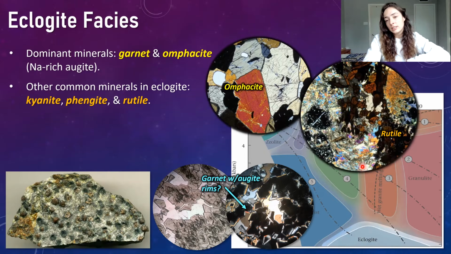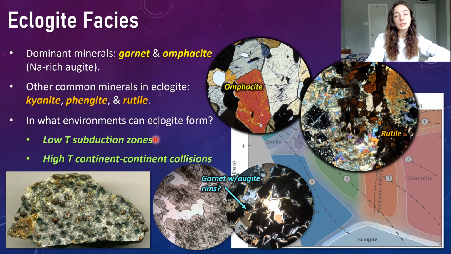And over here in this thin section, we can see an example of rutile in cross-polarized light. And in terms of environments where eclogite can form, because again, it is really, really high pressure, but it goes over quite a range of temperatures from low to high. So the types of environments where that would be possible would be, for example, low temperature subduction zones where you have a really cold slab maybe subducting, but also can be high temperature continent-continent collisions.